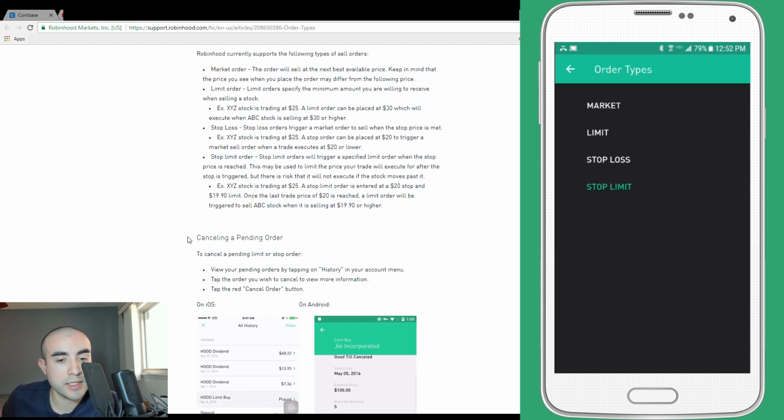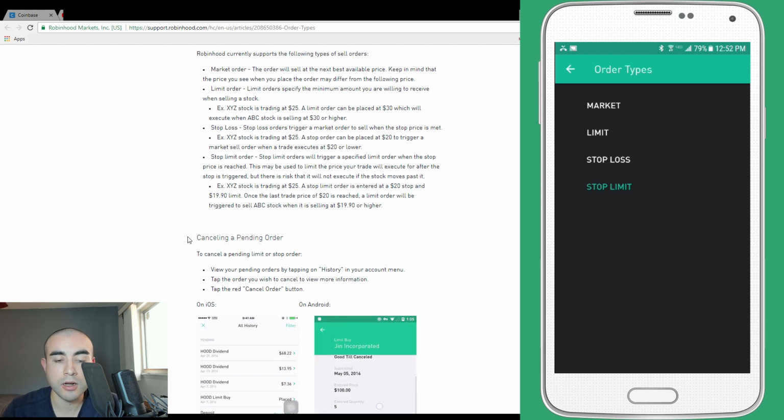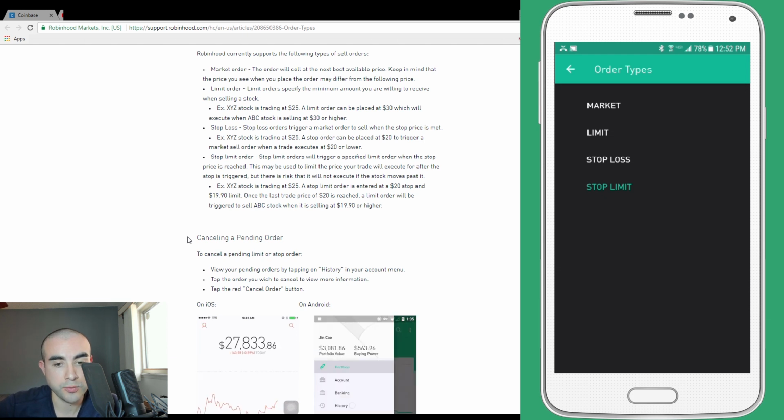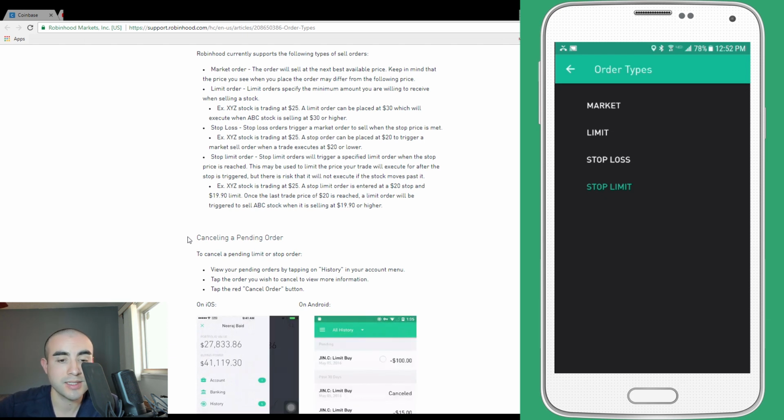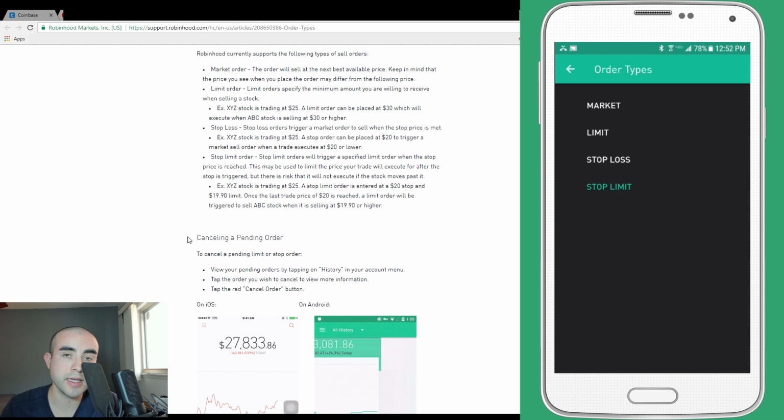And again, let's look at the example because this one's a little more complicated. Example: XYZ stock is trading at $25. A stop limit order is entered at a $20 stop and a $19.90 limit. Once the last trade price of $20 is reached, a limit order will be triggered to sell the stock when it is selling at $19.90 or higher.